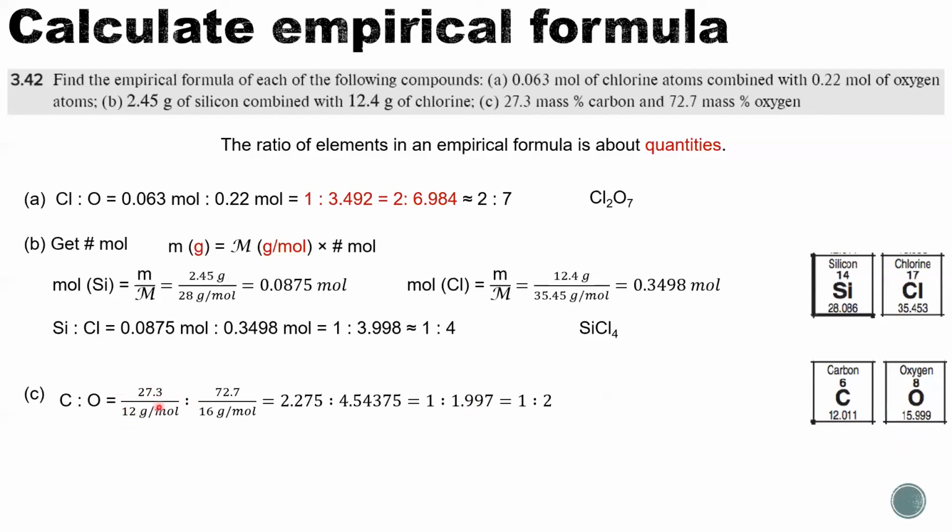In this case, we don't calculate the specific moles because we only know the mass percent instead of the actual mass. We can plug in the mass percent on top. So for carbon, it's 27.3 divided by 12, the molar mass of carbon. And then for oxygen, it's 72.7 divided by 16, which is the molar mass of oxygen. Then you get two numbers, divide both numbers by the smaller number. In this case, it's 2.275. Then you get the ratio 1 to 1.997. For the second number, we can round it off to 2. So the final answer is 1 to 2. It's carbon dioxide.